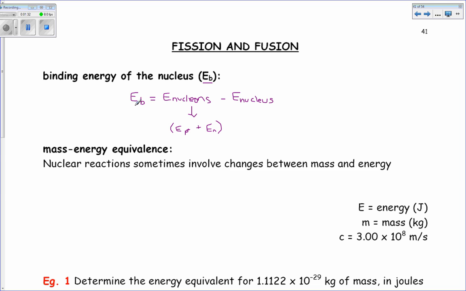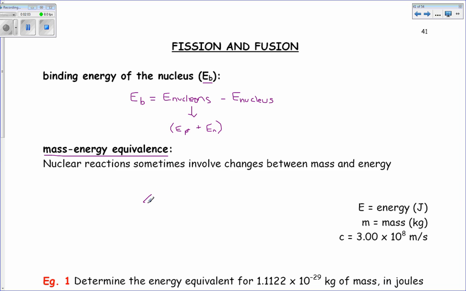And what comes from this, because the way that we find the energy of the nucleons and the energy of the nucleus is we look at mass energy equivalence. And mass energy equivalence was something that was established by Einstein. Nuclear reactions sometimes involve changes between mass and energy. Basically what Einstein said was that mass is energy and energy is mass. They convert to one another. So missing mass always ends up as energy and vice versa.